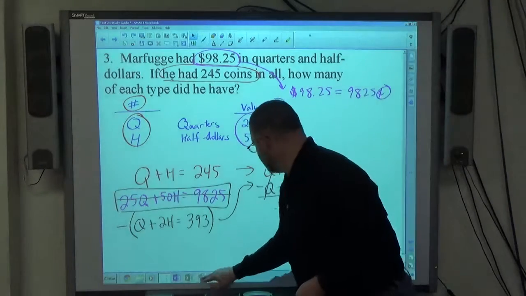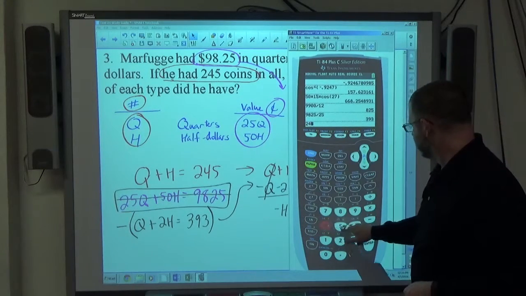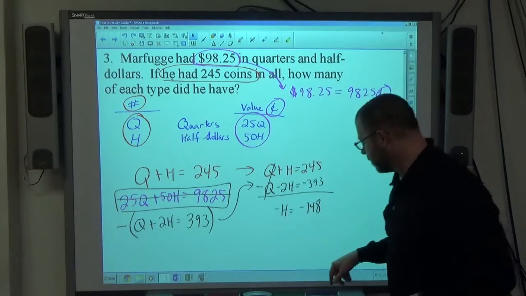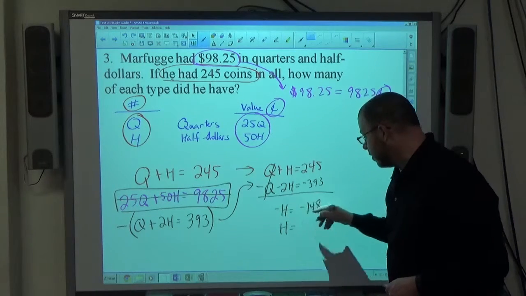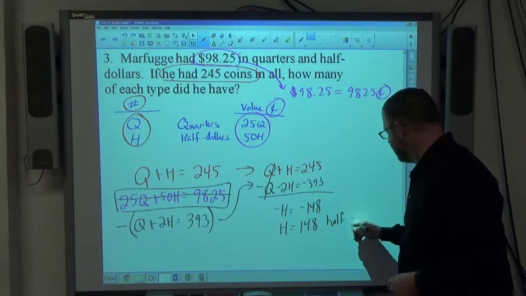Okay, check my math here to be sure. 245 minus 393 comes out to negative 148. That's exactly right. So if h equals negative 148, that means negative h equals that, positive h equals positive 148, and that's $half.